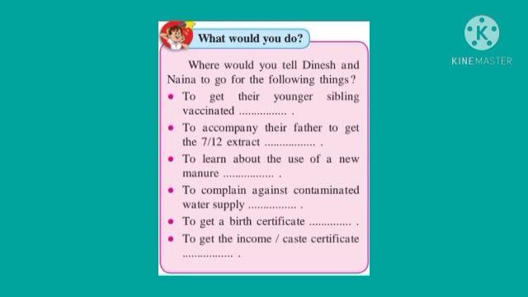Sixth one, get income certificate. Where will they go? To the Tehsildar office. And the seventh, get caste certificate. Again they will go to the Tehsildar office. Make a note of this. Make a note of this by making proper columns, the name of the service and the place. Okay, children.